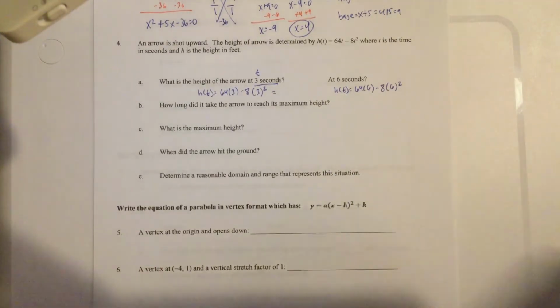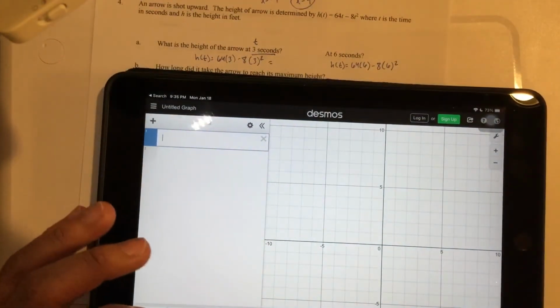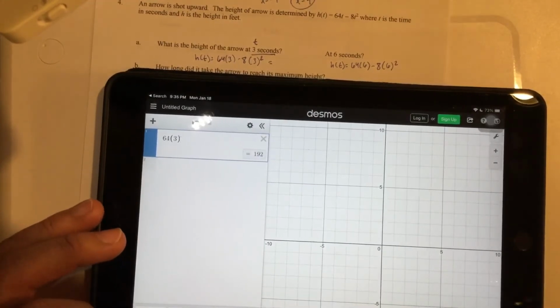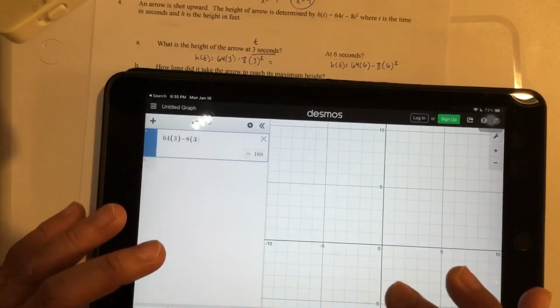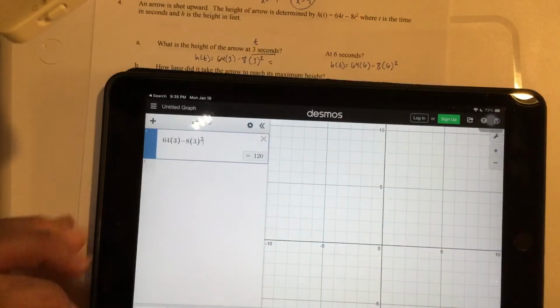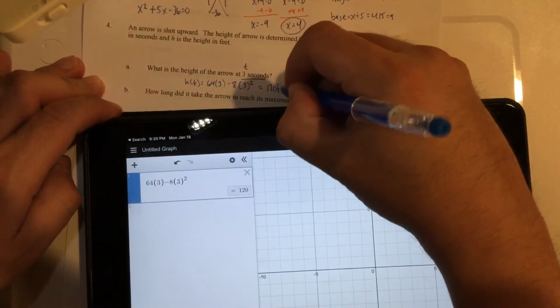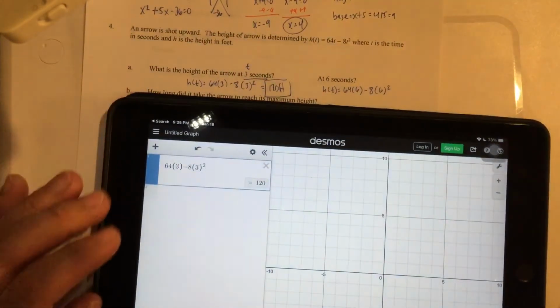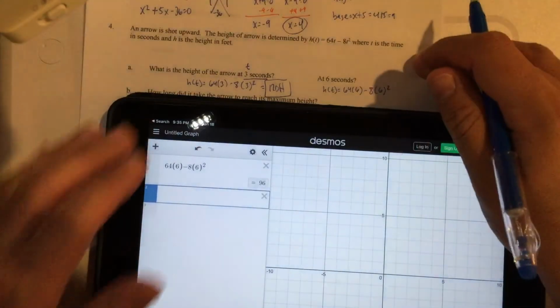All right, so I do have this Desmos calculator here, and I'm just going to do this real quick. 64 times 3 minus 8 times 3 squared. So that looks like it's 120 feet. And for the other one, let's see what we can do. It's going to change to 6, which gives us 96 feet.